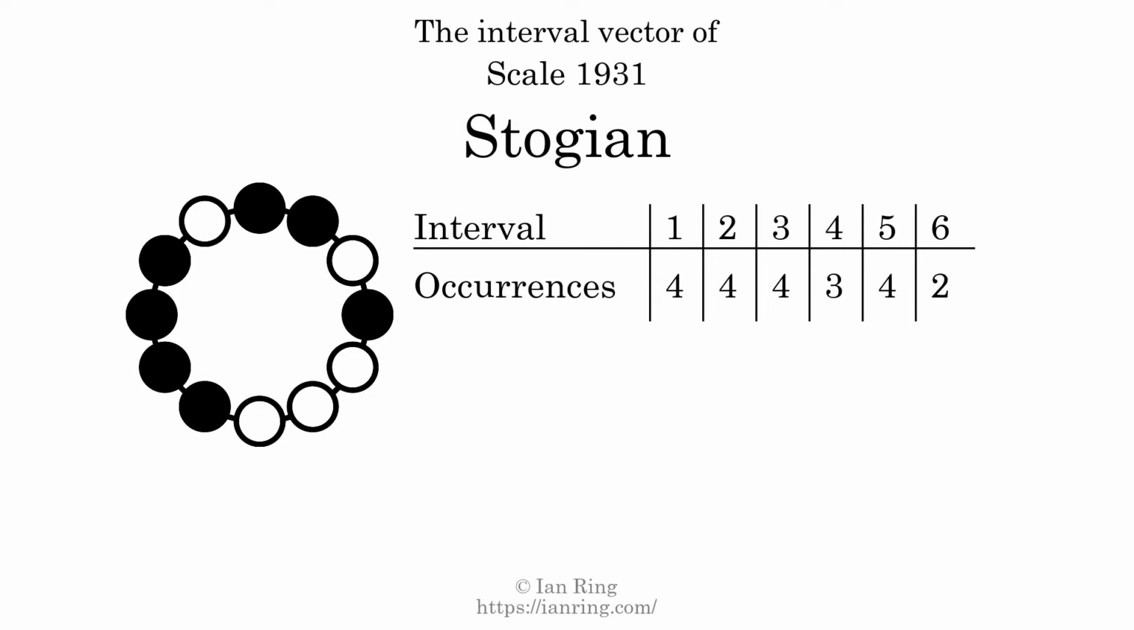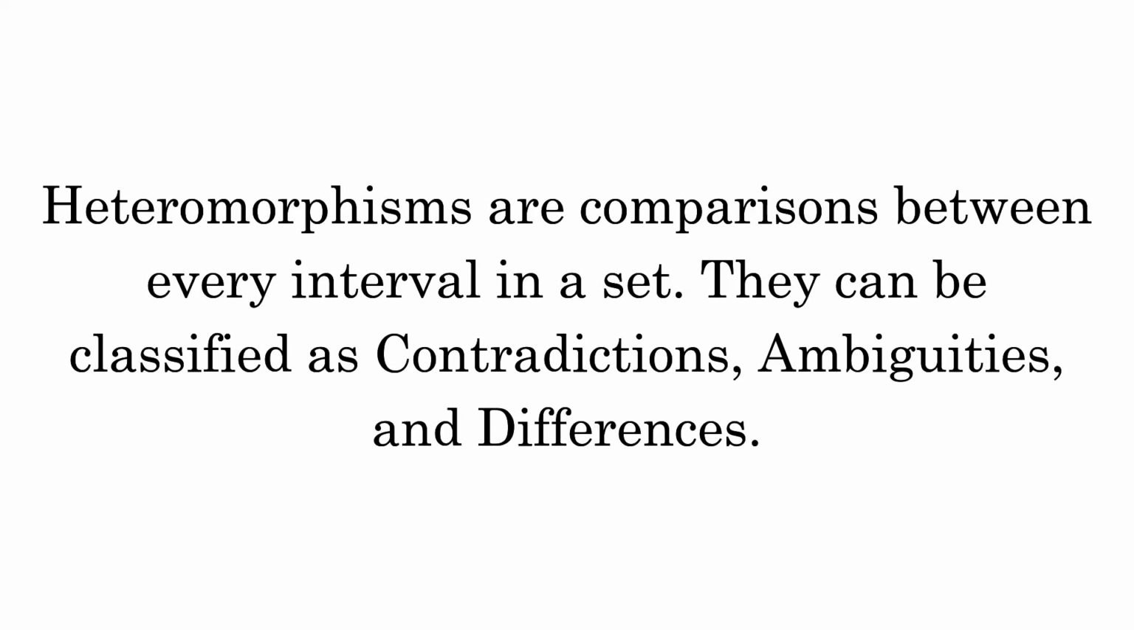There are 2 intervals with the size of 6 semitones. They are here, and here. Each interval does not appear in this scale a unique number of times, so this is not a deep scale. Heteromorphisms are comparisons between every interval in a set. They can be classified as contradictions, ambiguities, and differences.